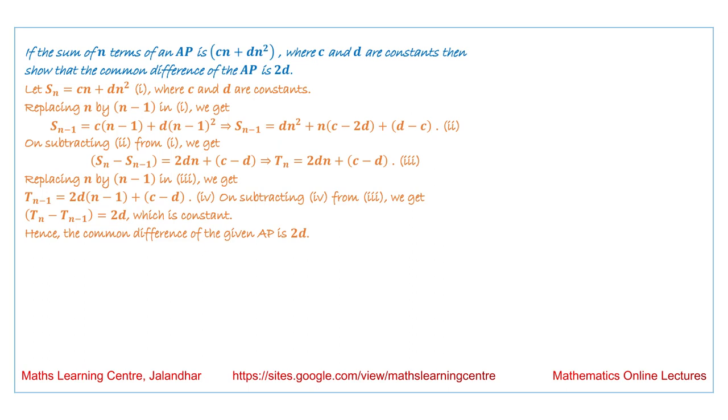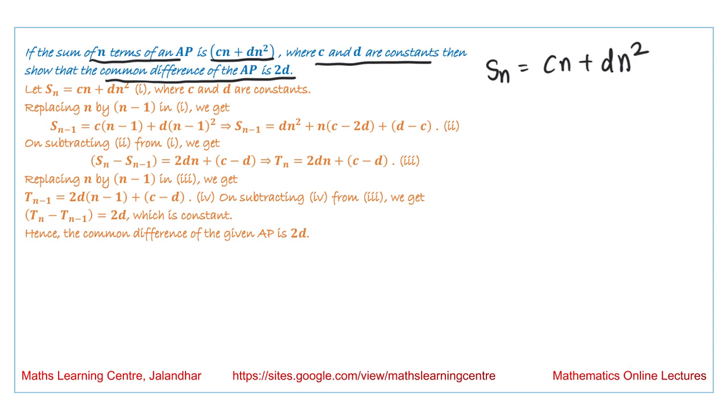Now next we have: if the sum of n terms of an AP is Cn plus Dn square, where C and D are constants, then show that the common difference of the AP is 2D. So the value of Sn is given to be Cn plus Dn square. Now the nth term is given by Sn minus S(n minus 1).